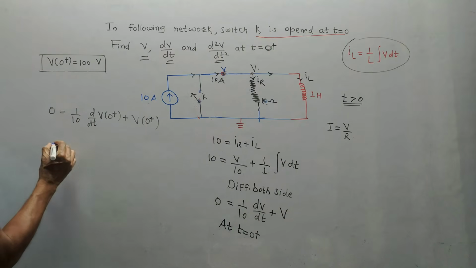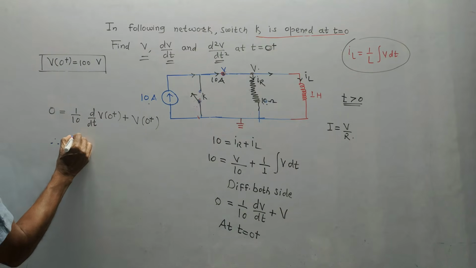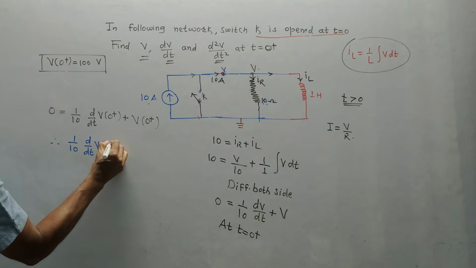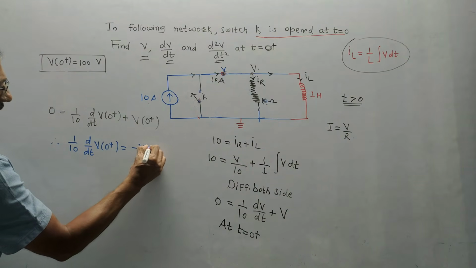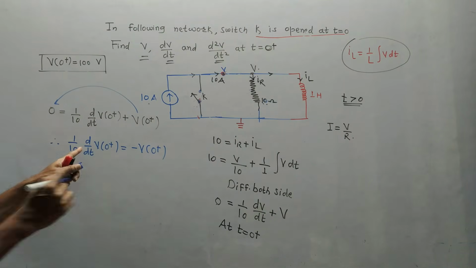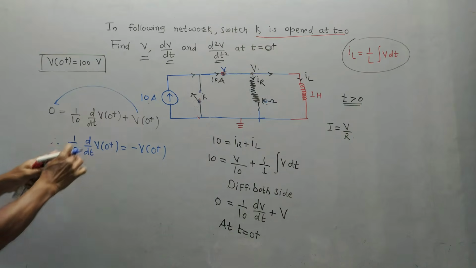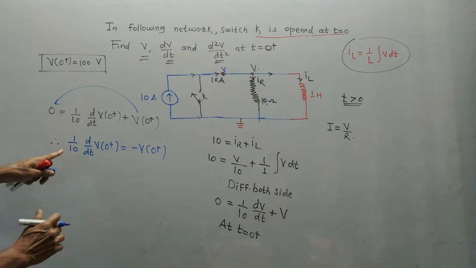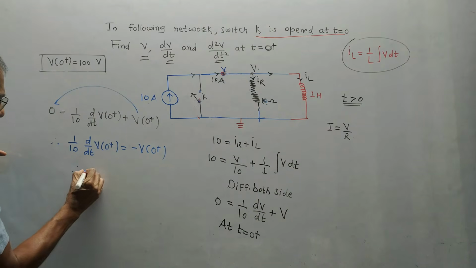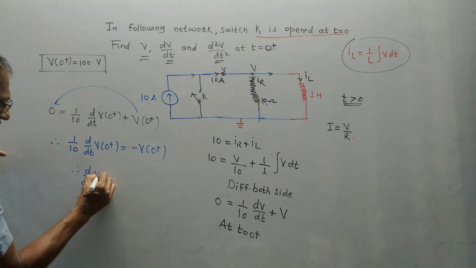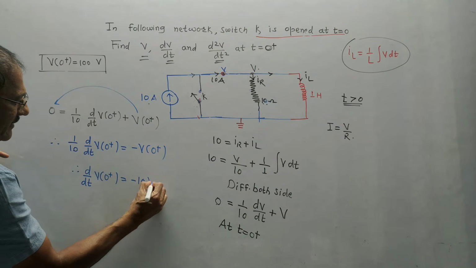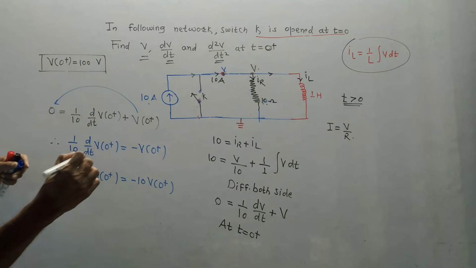Now, very simple logic. I need the value of d by dt of V(0 plus). So, let us rearrange the equation. I will write it like this: 1 by 10 d by dt of V(0 plus) is equal to minus V(0 plus). What I did was transfer this term to the LHS and exchange the equation; I mean, the RHS is written at the LHS and vice versa. Then transfer this 1 by 10 to the RHS. Therefore, d by dt of V(0 plus) is equal to minus 10 V of 0 plus.